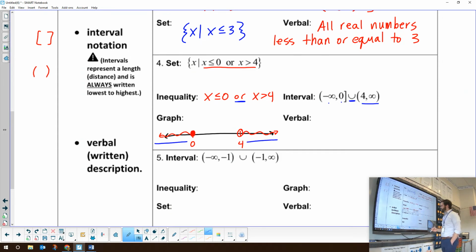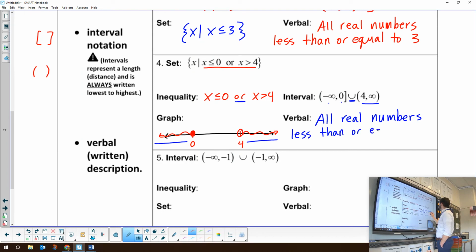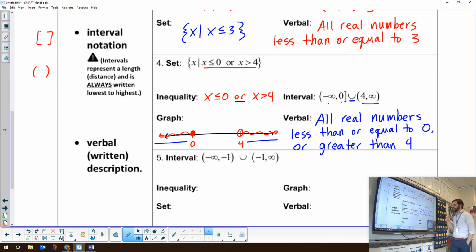positive infinity. So, my verbal description, we're going to say all real numbers less than or equal to 0, or greater than 4. Okay? And that's how we would talk about it there.